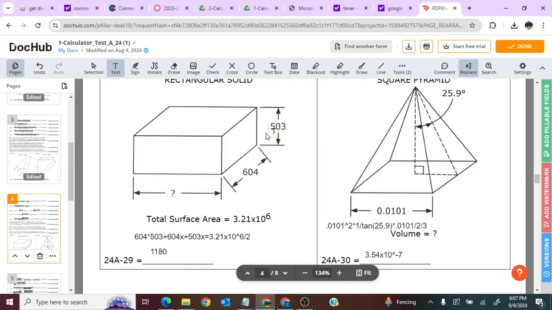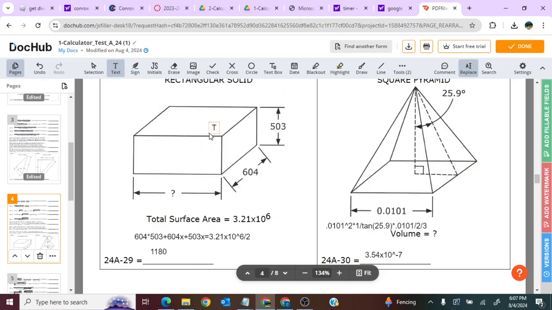Okay, surface area of a rectangular solid. You have to find the area of all these rectangles. So this side times that side, plus this side, the unknown side, times that side, and same with 503 times your unknown. That will show this rectangle right here, this rectangle right here, and the one up here, I suppose.